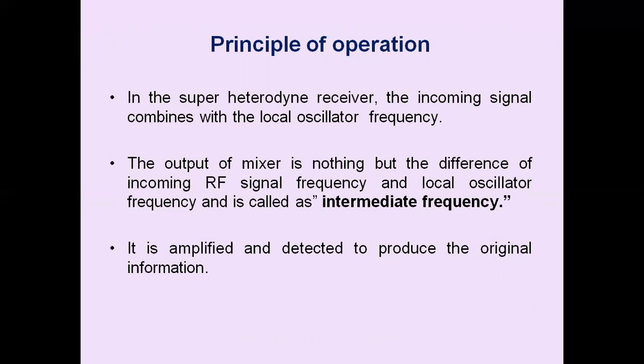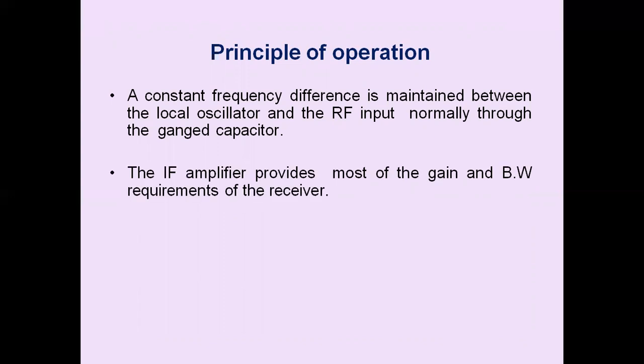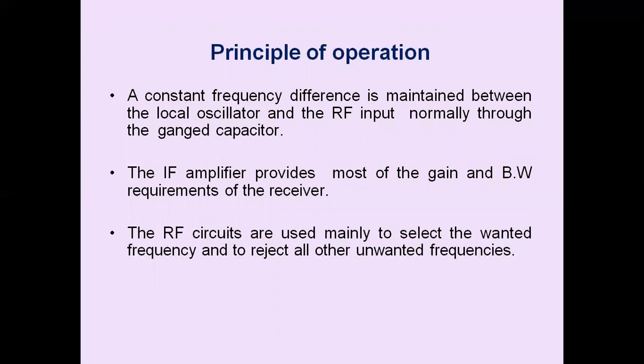Before detection, we have the IF amplifier to amplify the IF signal. A constant frequency difference is maintained between the local oscillator and the RF input, normally through the ganged capacitive tuning. The IF amplifier provides most of the gain and bandwidth requirements of the receiver. The RF circuitry is used mainly to select the wanted frequencies and to reject all other unwanted frequencies.